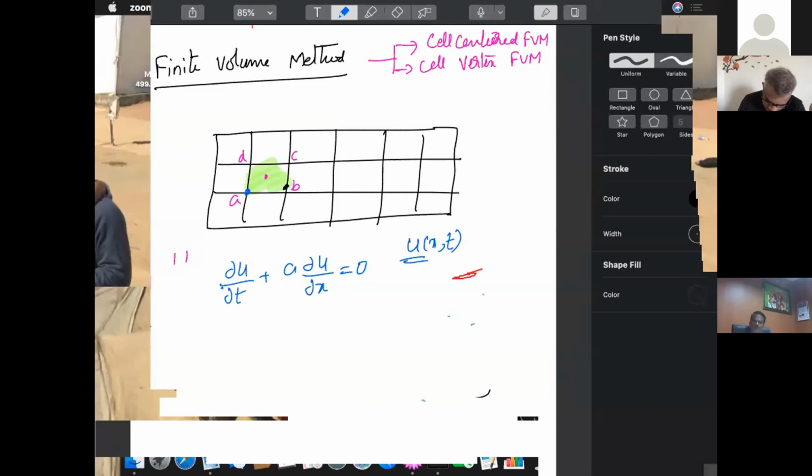You have cell vertices A, B, C, D, and you also have a cell centroid O. So where is this U stored? Where is this U value kept? If the U values are kept at the cell centroids, then it is called the cell-centered finite volume method. That means you're storing the U values at these points.